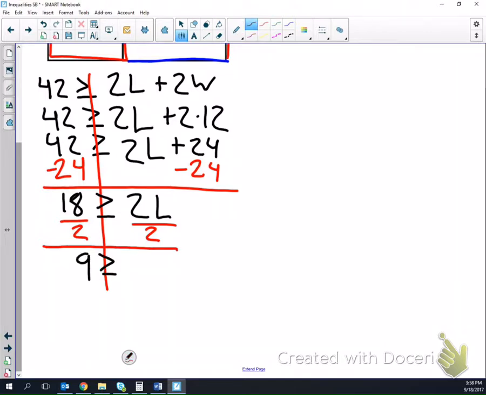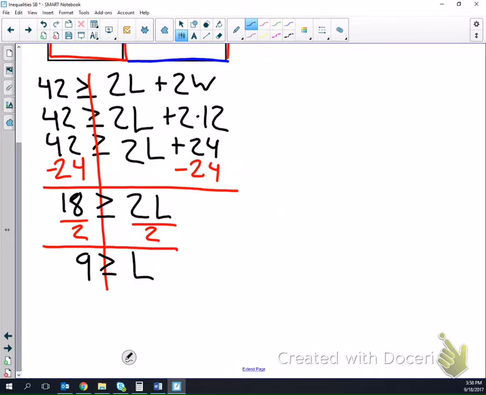All right, and so my length has to be less than or equal to 9. So if I only want to do 8 feet, that's good. If I want to do 7 feet, that's also good. If I want to go the full 9 feet so that I can maximize the amount of gardening I'm going to get done, I can do that as well.